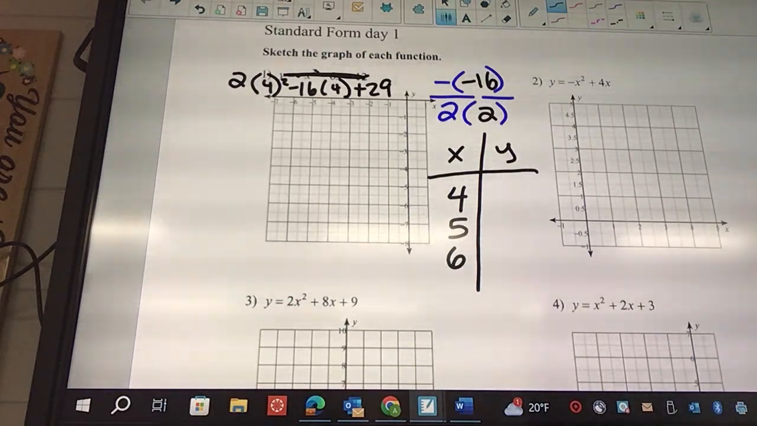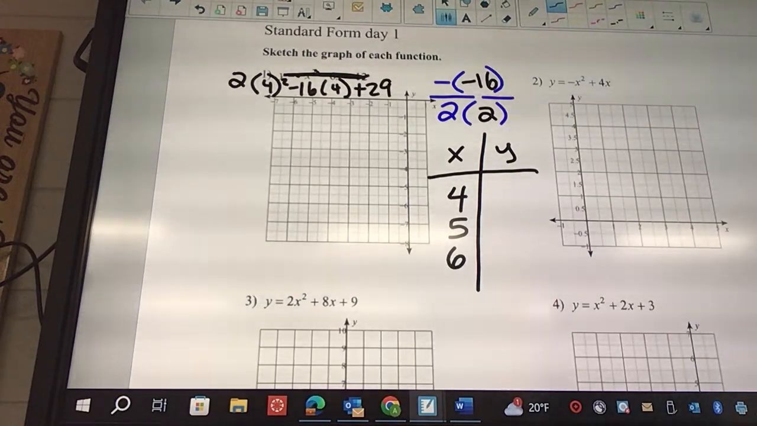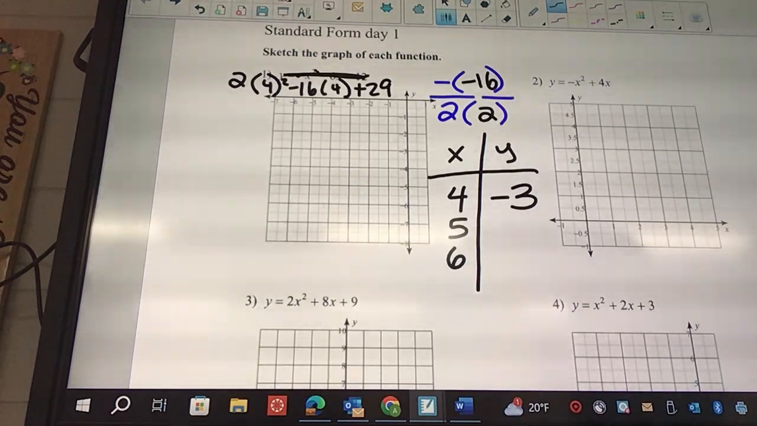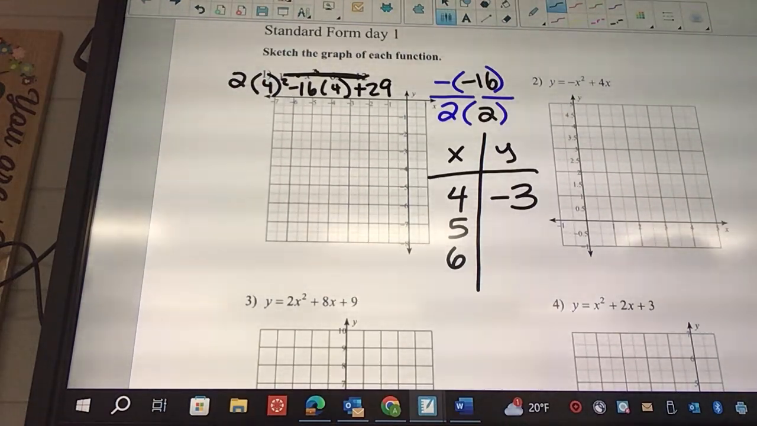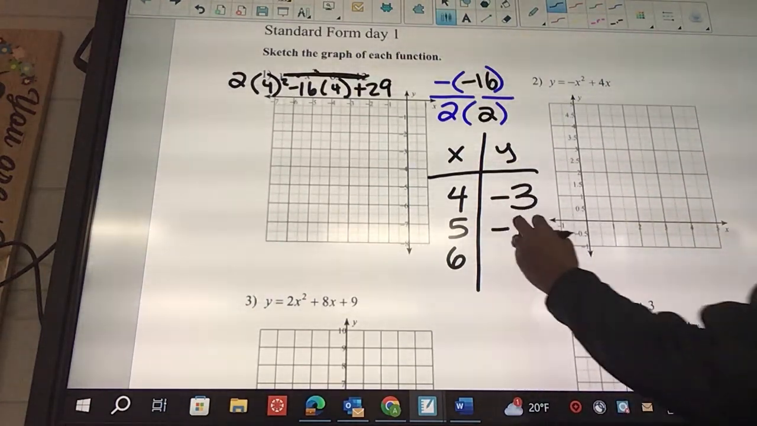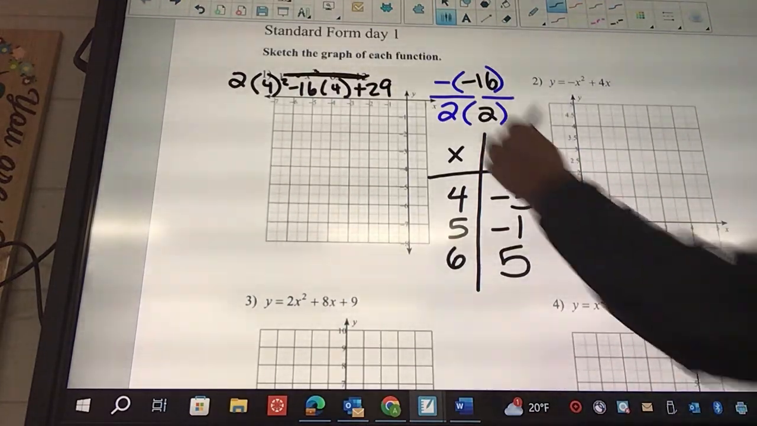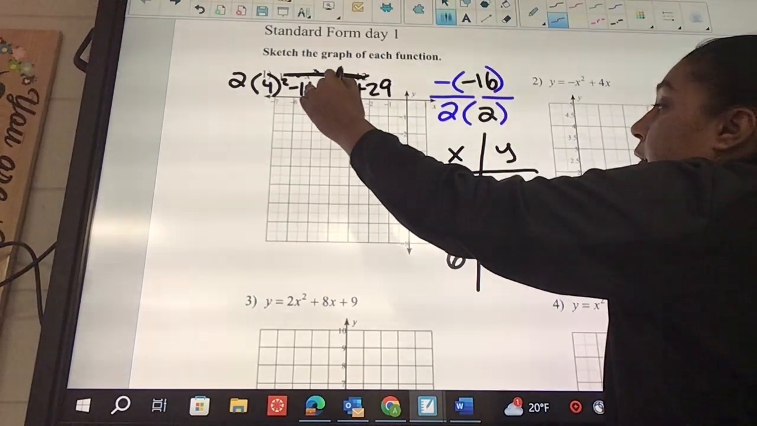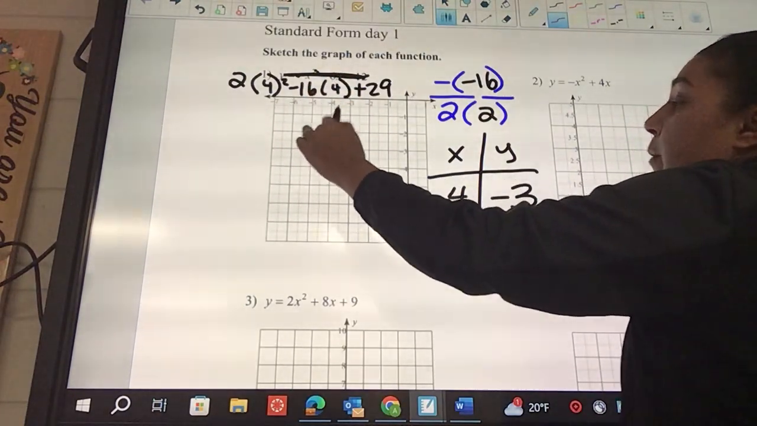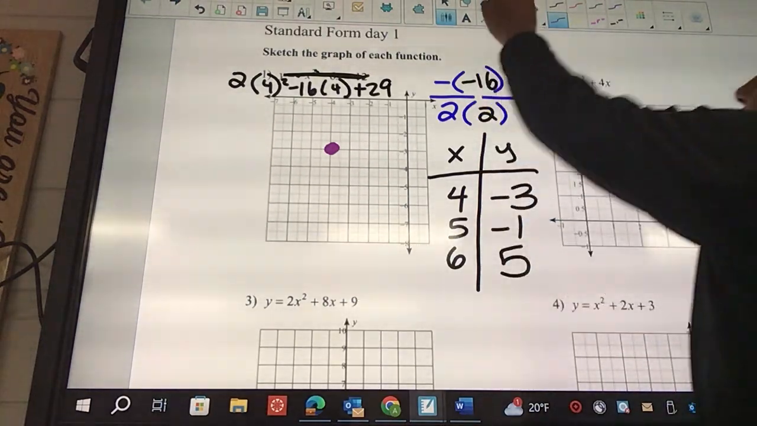For that first one, what did you guys get? Negative 3. What about for the 5? Negative 1. The 6? 5. Okay, so we're going to start at 4, negative 3. Hopefully my stuff fits on the graph, actually, now that I'm thinking about this. Oh, shoot, this graph won't work.